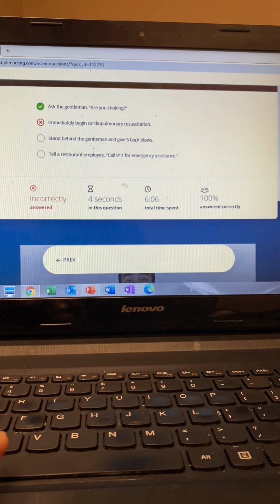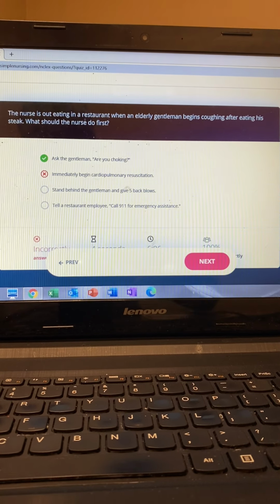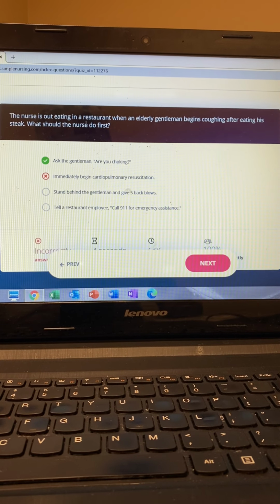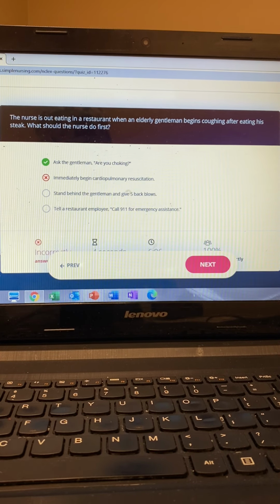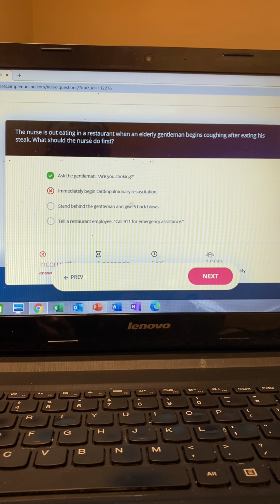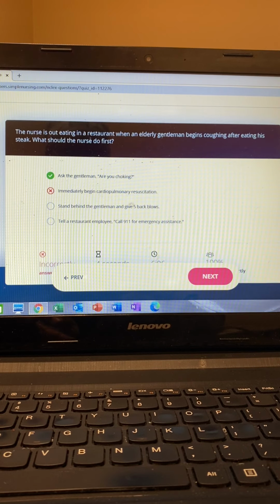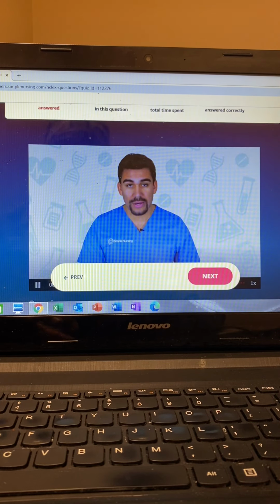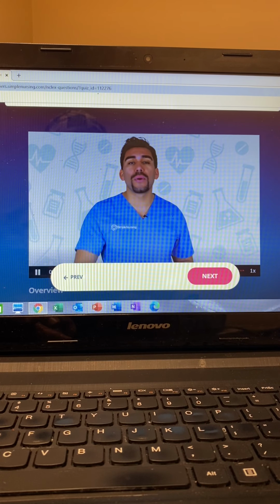Now, using our three steps, let's break this down. This question's asking for the priority action. Basically, what do we do first for the key problem, a man that's coughing after eating his steak? So guys, the first thing we're thinking about is obstructed airway. So we have to assess the choking before we do anything. Always, guys, the solution we're looking for here is assessing before an intervention.